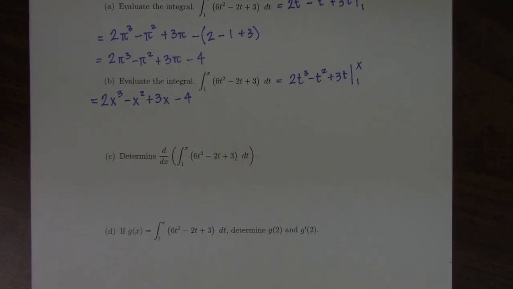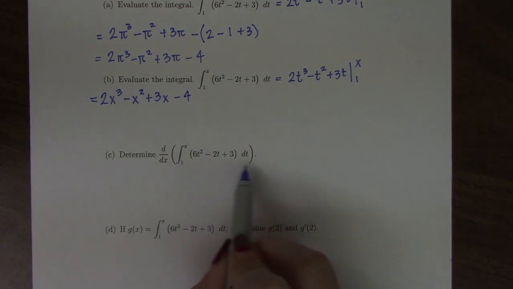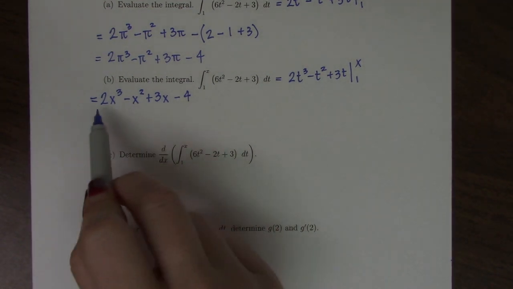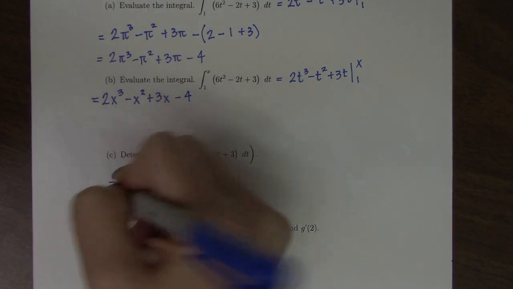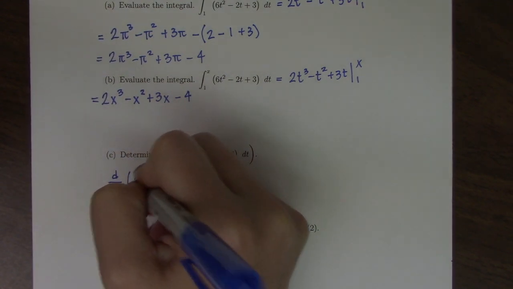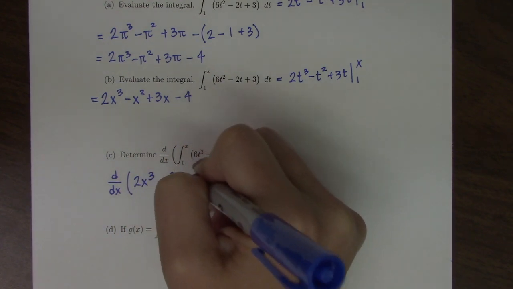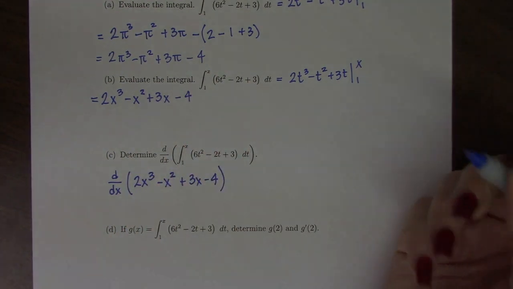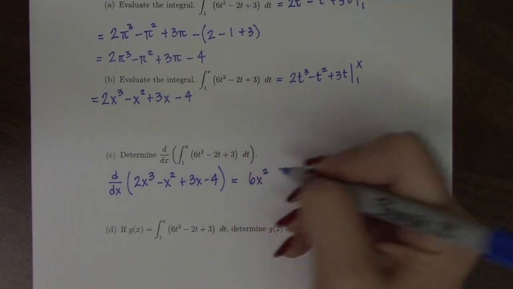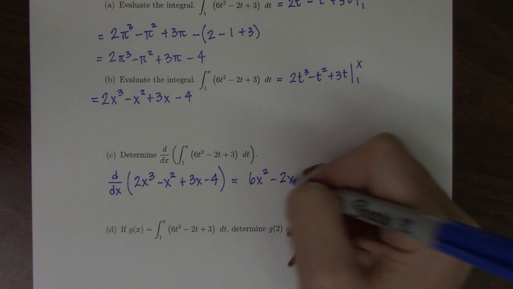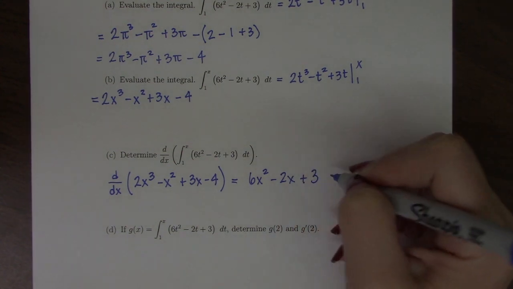Part C says, well, now take our answer from B and take the derivative of it. So everything in these parentheses is what we've calculated right here. So I can simply take the derivative with respect to x of my answer in part C. And I'll get 6x squared minus 2x plus 3.